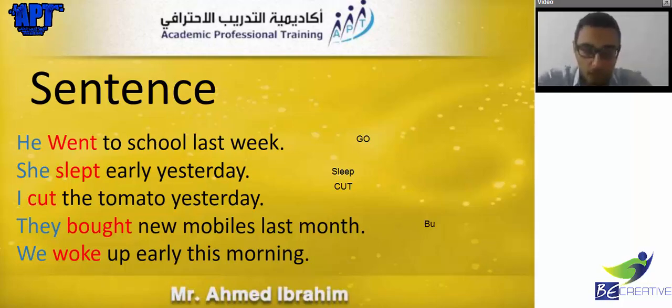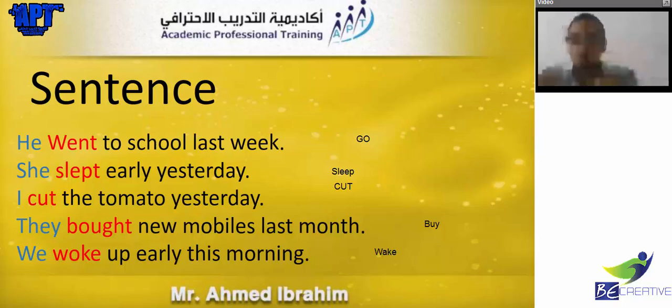The verb here in the present, or the original verb, is buy. You know, so in the past it becomes bought. I buy something. In the past, I bought something. We woke up early this morning. The original verb is wake up. Wake, see, wake in the present becomes woke in the past.